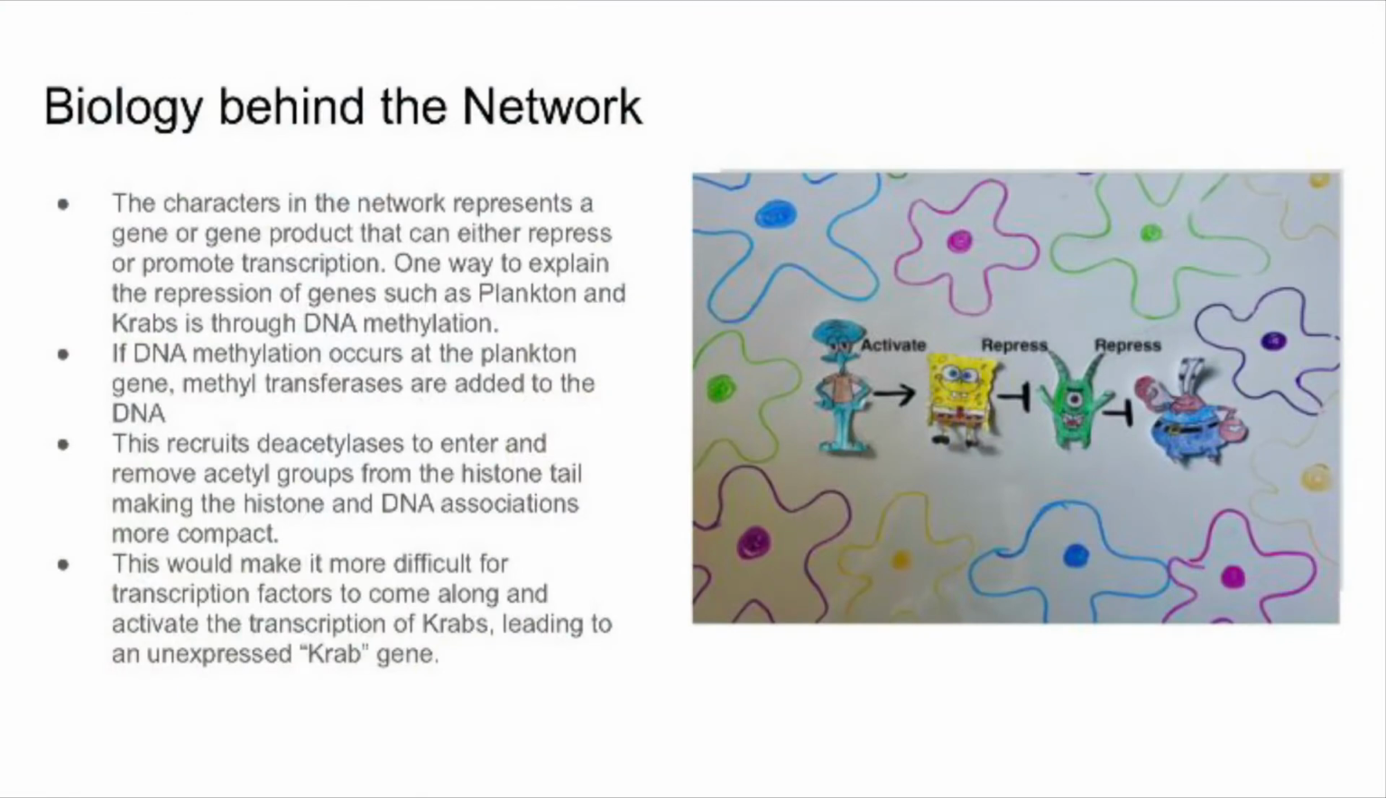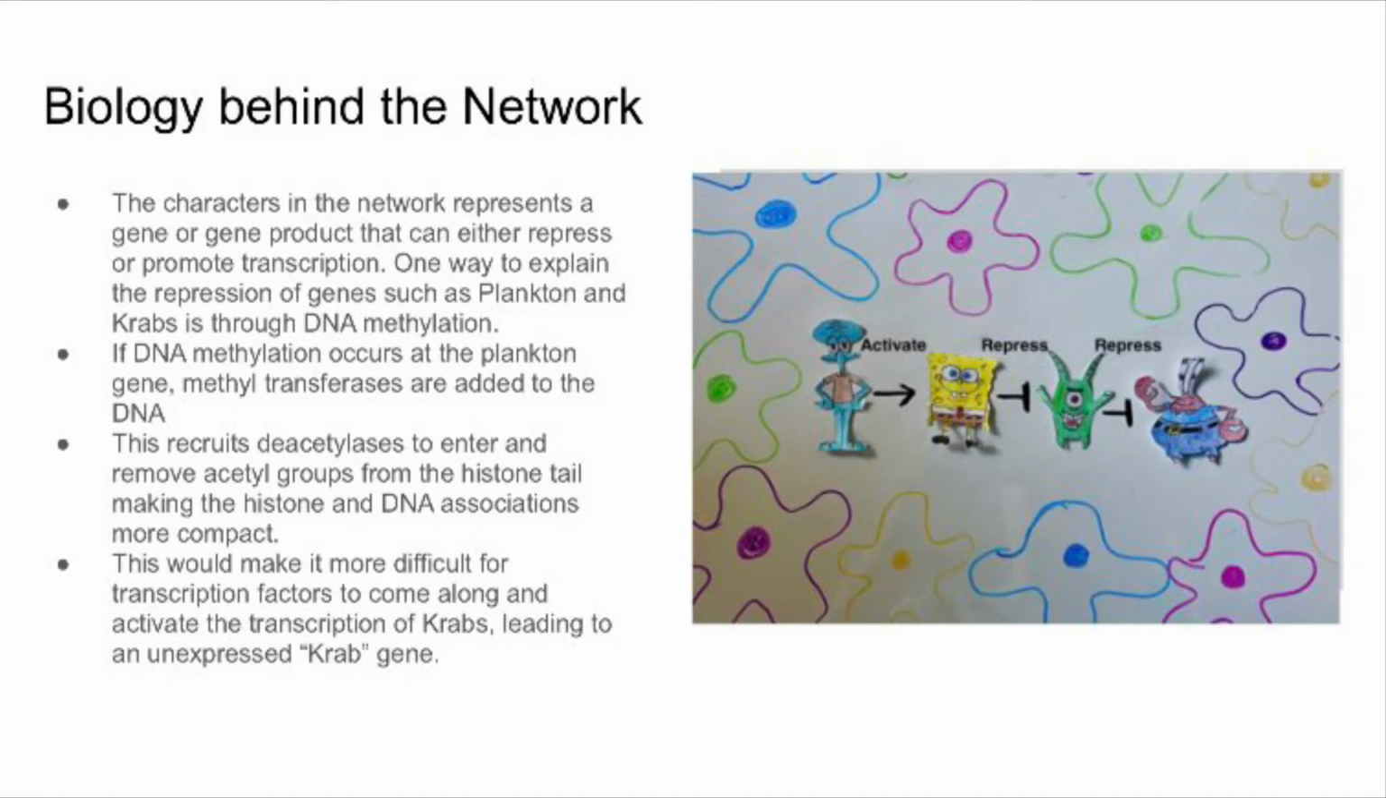In order to fully understand the network, we need to understand the biology of it. Developmental networks represent biological processes, while characters represent a gene or a gene product. In this example, the repression of Krabs by Plankton can be explained by DNA methylation. If DNA methylation occurs at Plankton, methyltransferases are added to the DNA.